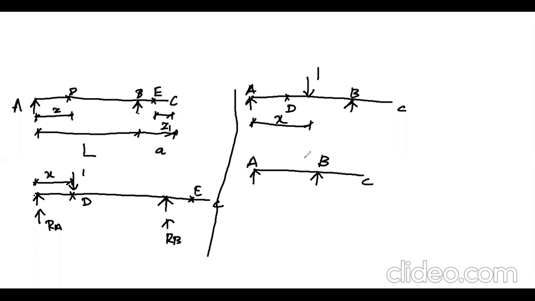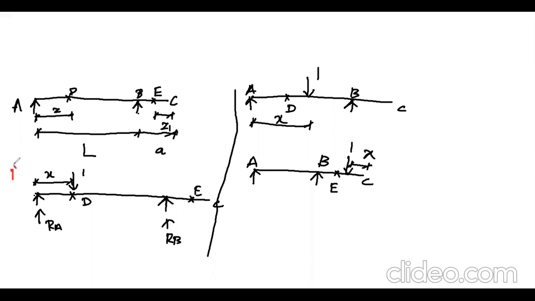You would have guessed now where I am going to place the unit load. I am going to place the unit load in the portion BC. This distance from the right end will be X. So these are the three different positions of placing the load.